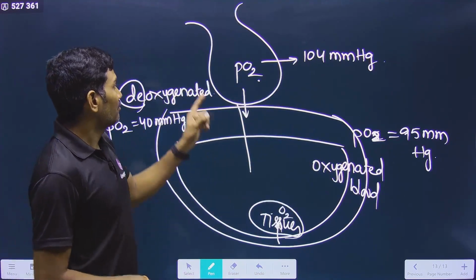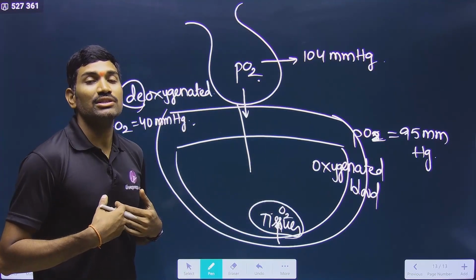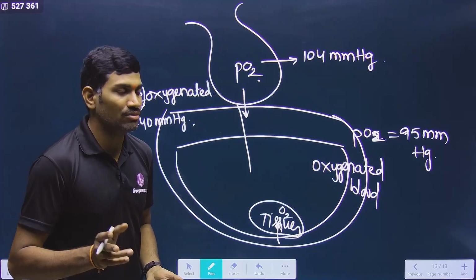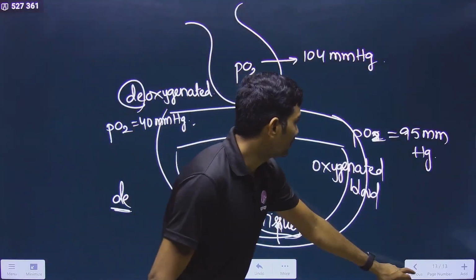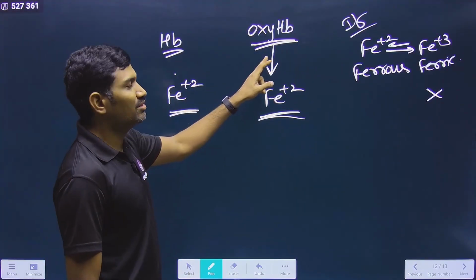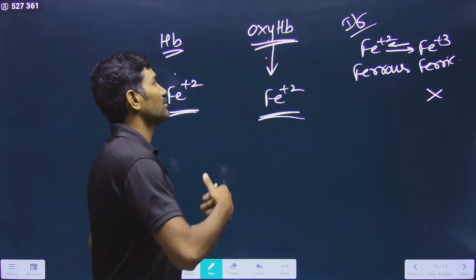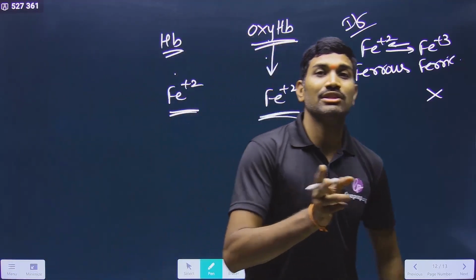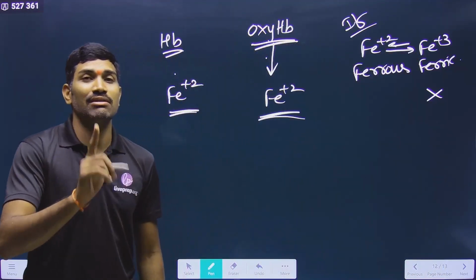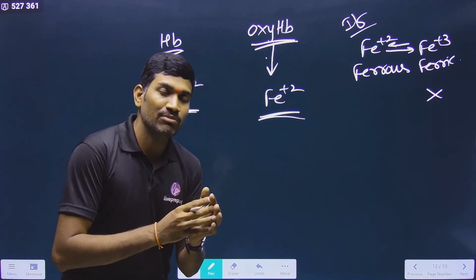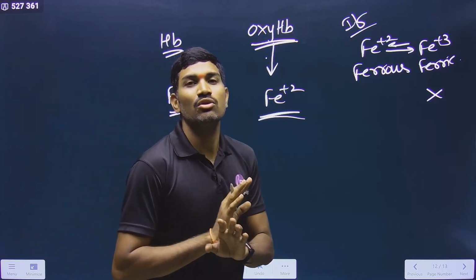But please remember, with the blood you are talking about oxygenated and deoxygenated blood, but our main focus is with respect to hemoglobin. So to this hemoglobin, if oxygen is attached, it is oxyhemoglobin. When oxygen is removed, then CO2 will attach with hemoglobin in the form of carbaminohemoglobin. There also it is Fe+2. When CO2 is attached to hemoglobin, it is Fe+2 only, so the iron oxidation state is not changed.